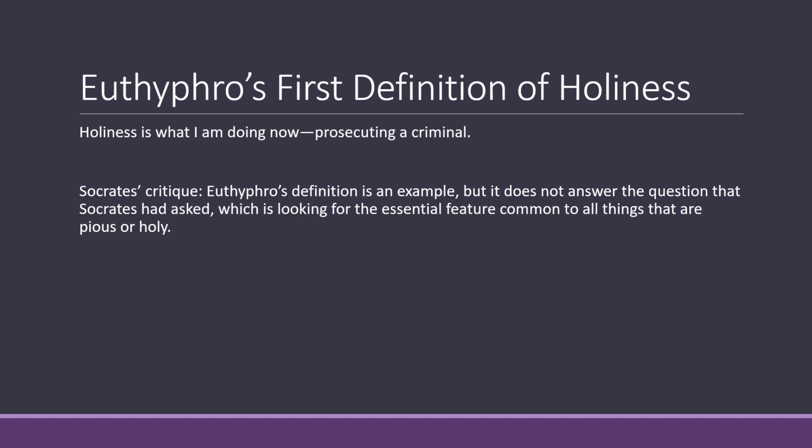And so he looks at what Euthyphro has said, that holiness is prosecuting a criminal like I'm doing, and he says the problem with this definition is that it fails to answer the question. What Socrates is looking for is not an example of a holy or a pious act, which prosecuting a criminal may very well be. Rather, what Socrates is looking for is a general description of the essential features of anything that may be called pious or holy. So he's looking for a common central feature that pertains to all things that are pious or holy, not merely an example.